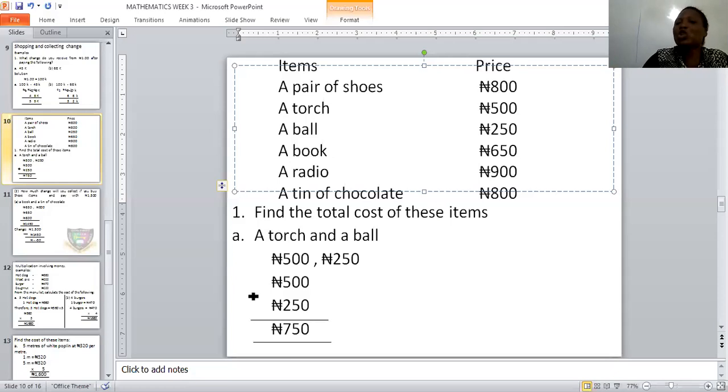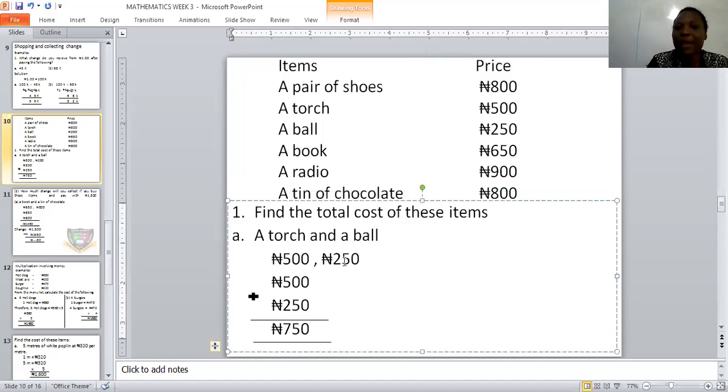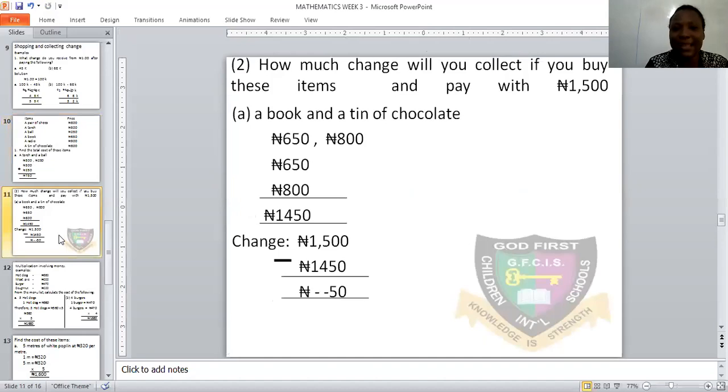So a torch goes for 500 naira. You want to buy a torch and a ball. How much are you going to pay? A torch is 500 naira, quite well. A ball is 250 naira. So 500 plus 250 naira will give you 750 naira. Let's buy another thing.